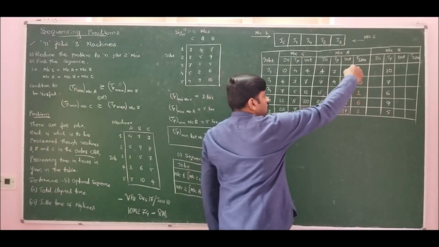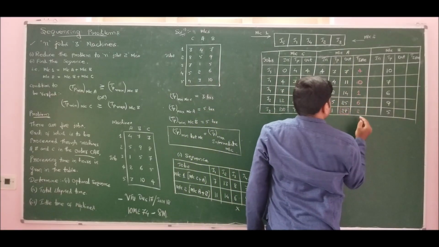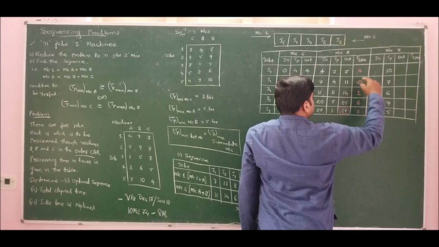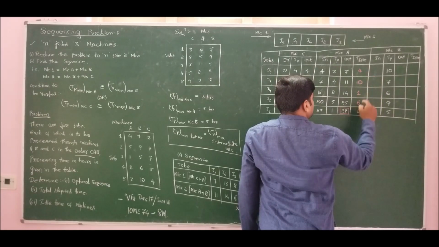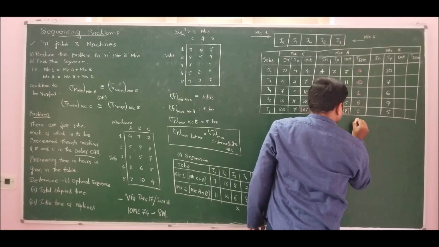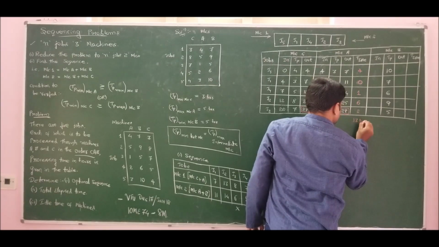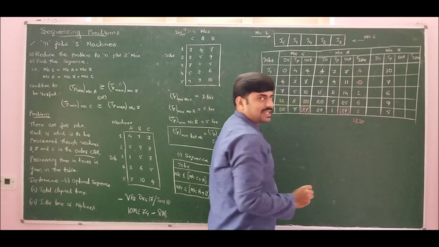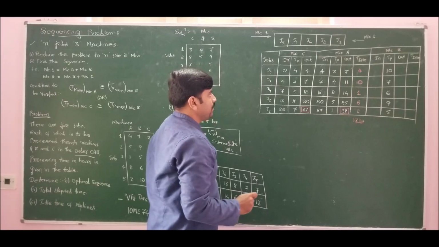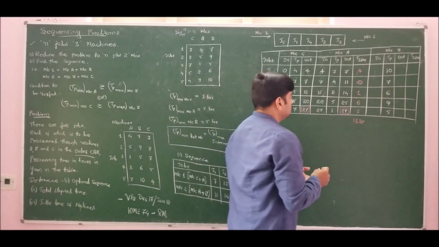So therefore the total idle time on machine A is 6 plus 4 is 10. 10 plus 2 is 12. 12 plus 1 is 13. 13 hours is the total processing idle time on machine A. Let us move on to machine B.